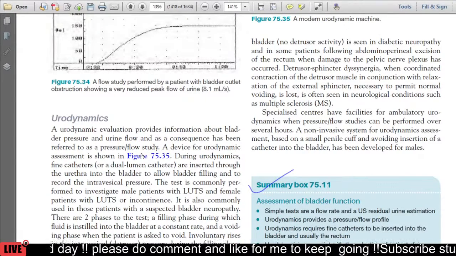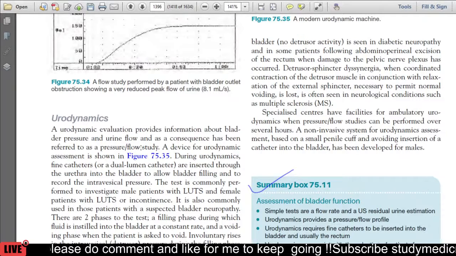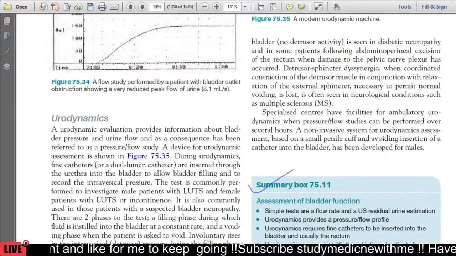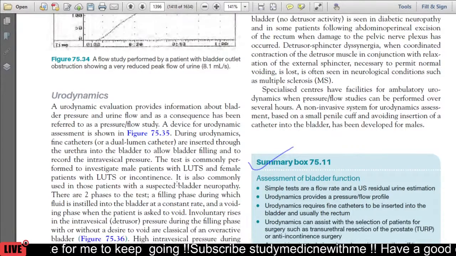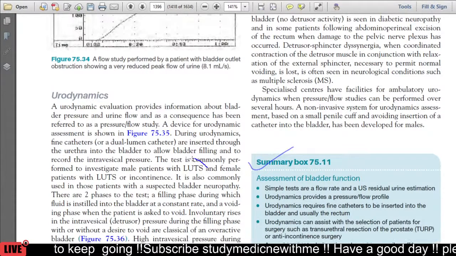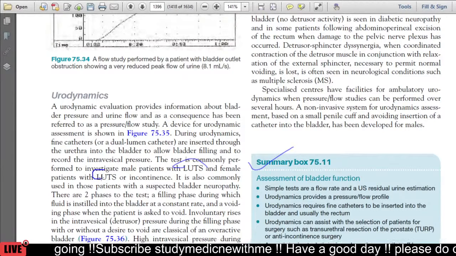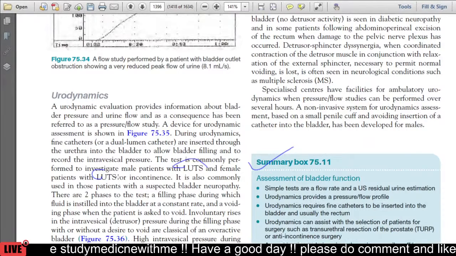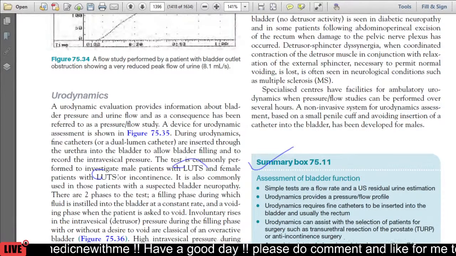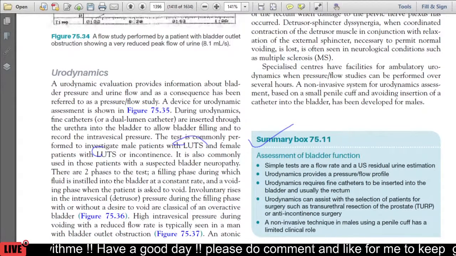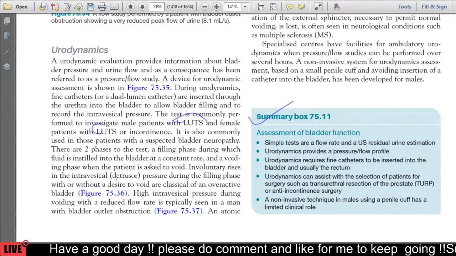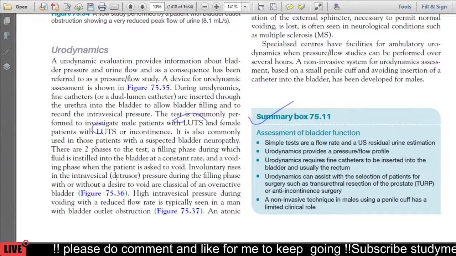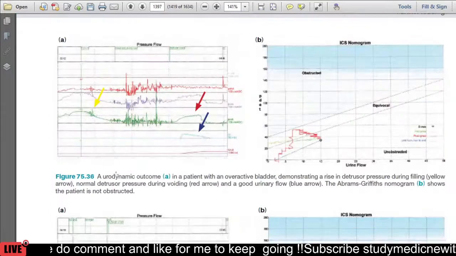During urodynamics, fine catheters are inserted through the urethra into the bladder to allow bladder filling and to record the intravesical pressure. The test is commonly performed to investigate male patients with LUTS, lower urinary tract symptoms, and females with urinary incontinence. It is also commonly used in patients with suspected bladder neuropathy. There are 2 phases of the test: the filling phase, during which fluid is instilled into the bladder, and the voiding phase, in which the patient is asked to void.